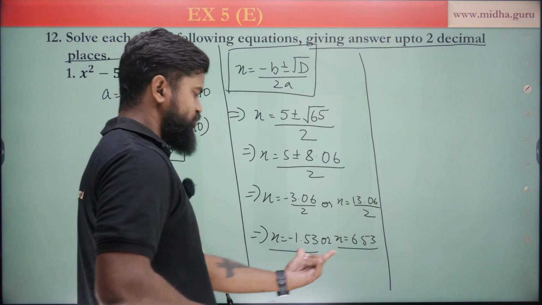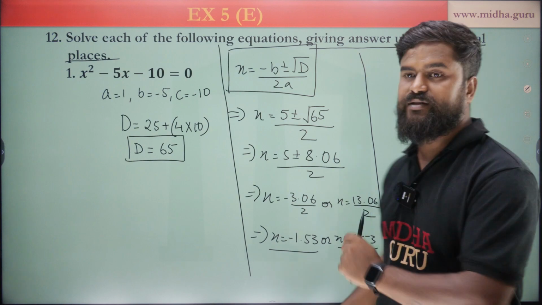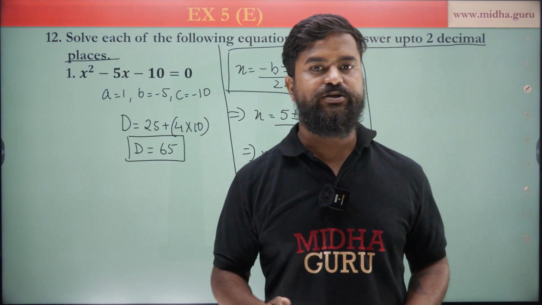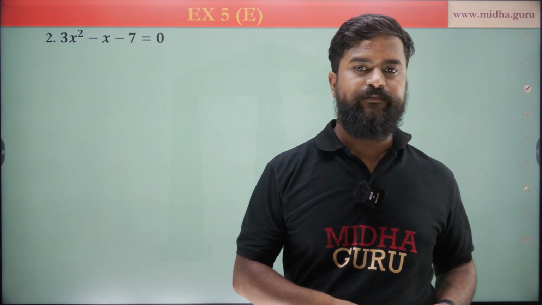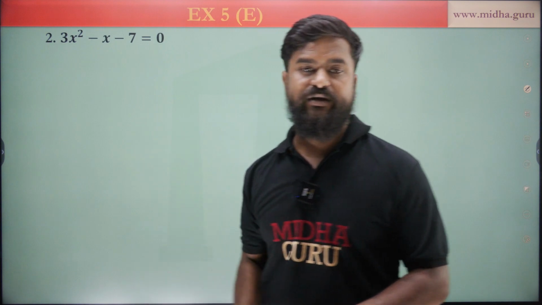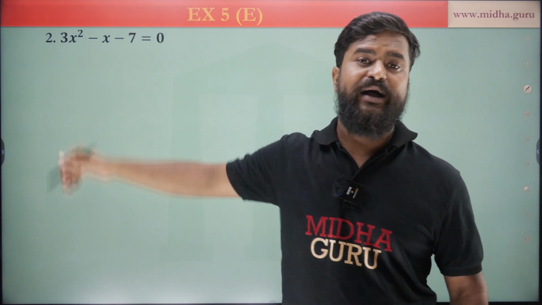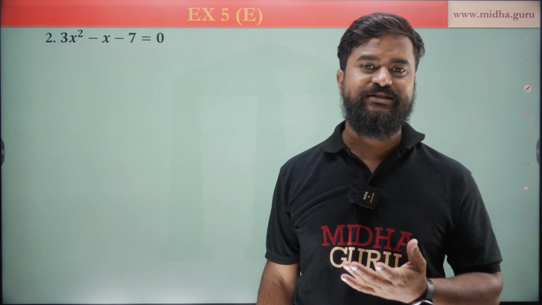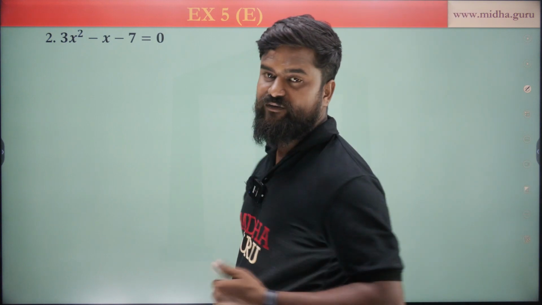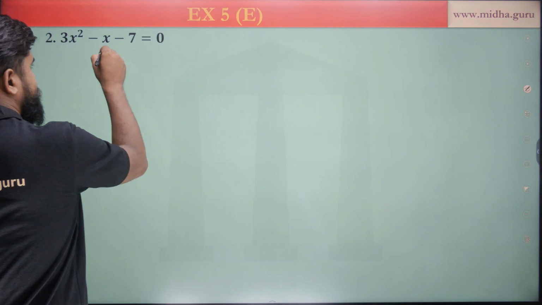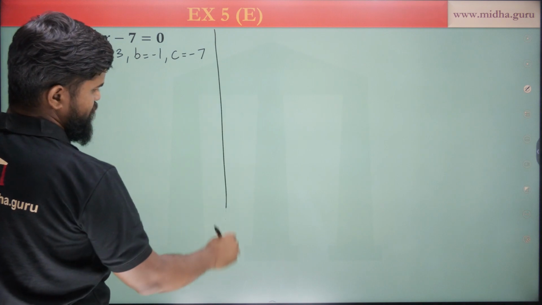So these are the two values for x for the given quadratic equation, and we rounded them off to 2 decimal places each. So now let's move on to the next question. The next question is 3x squared minus x minus 7. If you look at it, 3 into minus 7 gives us minus 21. There is no way that you can split minus x into two coefficients such that they add up to minus 1 and the product is minus 21. So we'll start solving by the quadratic formula itself. We can see that a is 3, b is minus 1, c is minus 7.